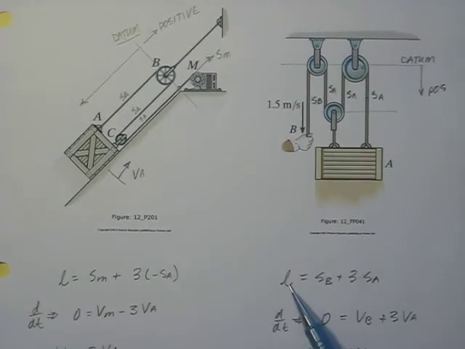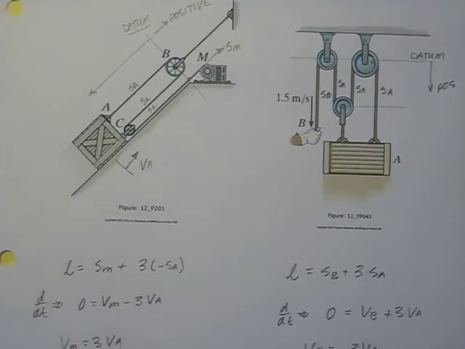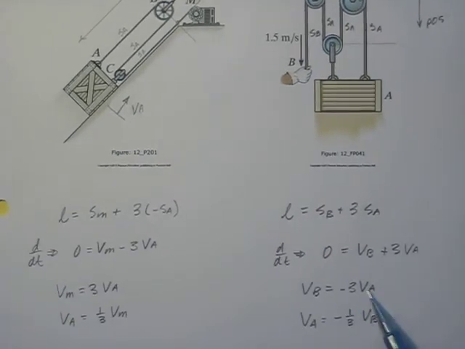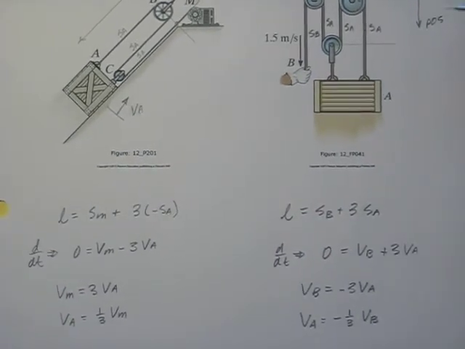Take the time derivative of L. The length is 0 because that's a constant. VB is equal to 3A VA, and I got VB is equal to negative 3 times VA. Now, why is one of these negative? Because I defined that as positive.